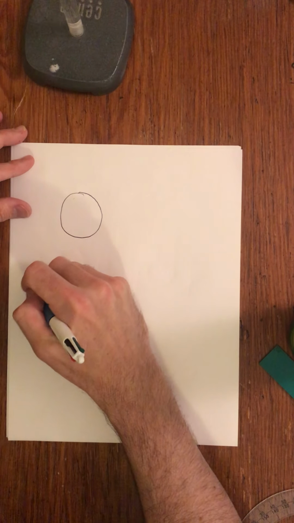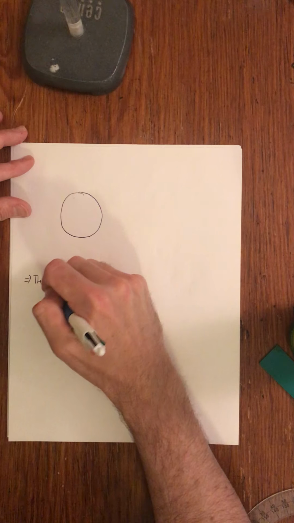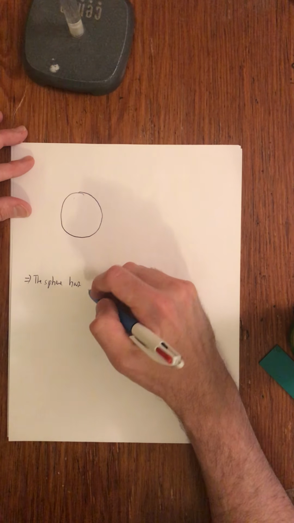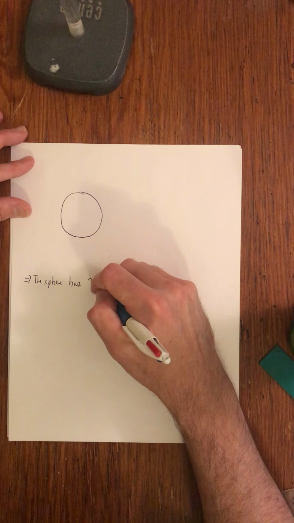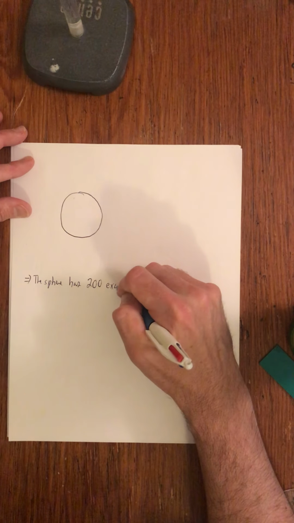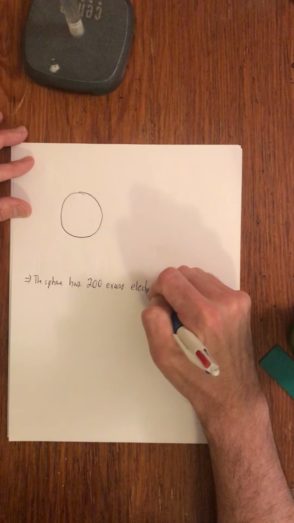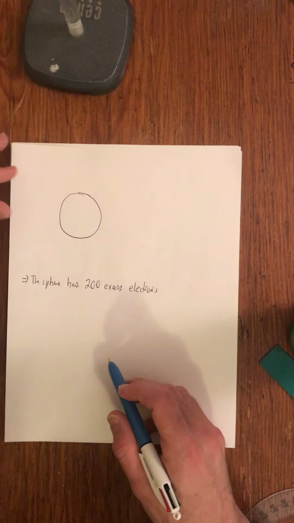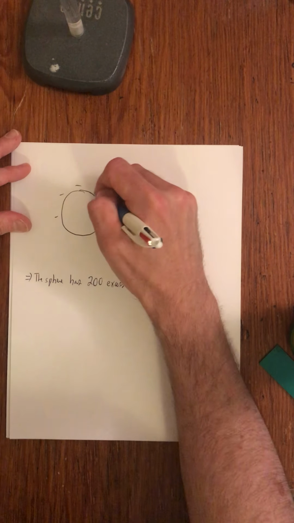But let's say I know more specifically that the sphere has, let's say, 200 excess electrons. So what does that mean, 200 excess electrons? That means that, let's say there's 1 billion electrons normally on this, therefore there's 1 billion protons normally on this because objects are normally neutral, but that I've added an excess of 200 electrons.